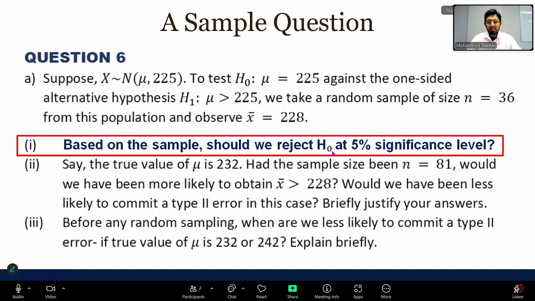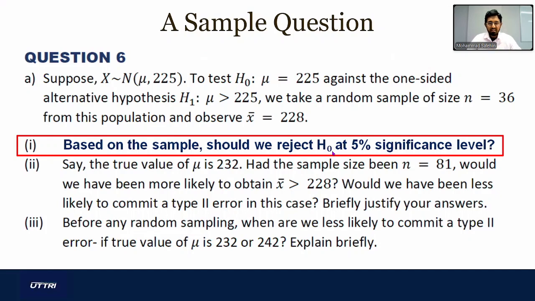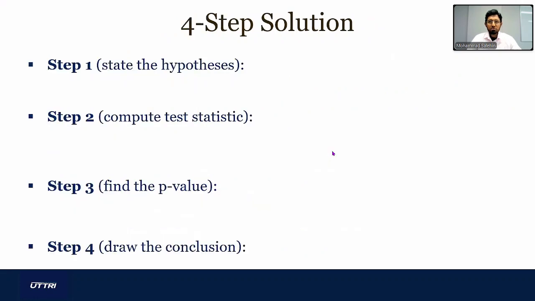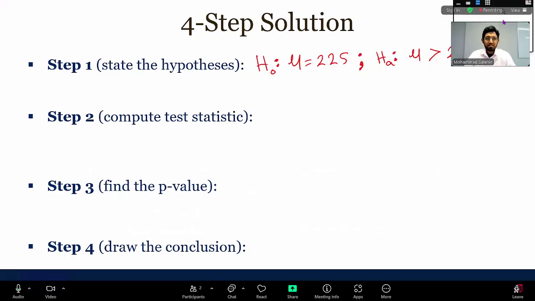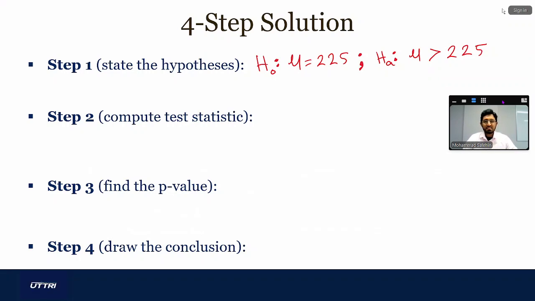Okay, at this stage, I'll assume that you have a basic understanding of how to solve part 1 of the question. So I'll skip the theoretical part and go straight to the solution. We'll do a 4-step solution in this case. Step 1 is stating the hypothesis. In our case, it's given explicitly in the question: the null says mean is 225 and the alternative is greater than 225.